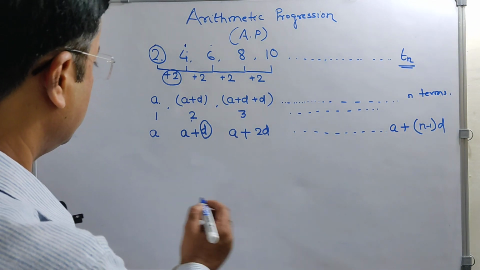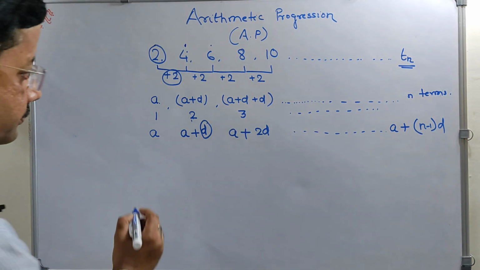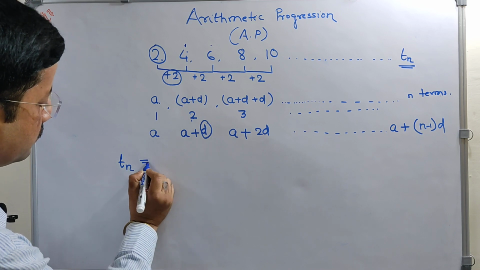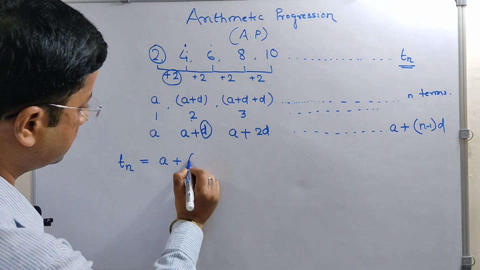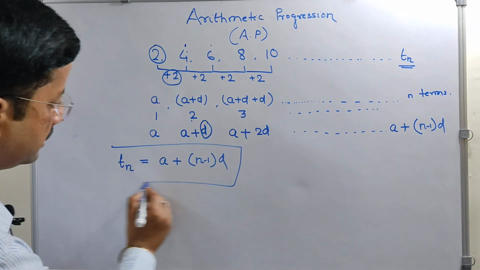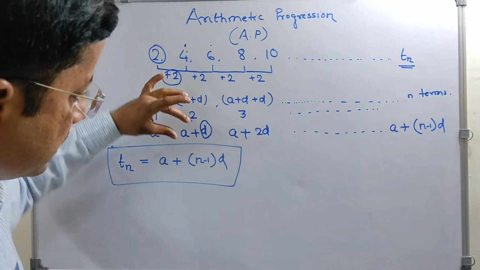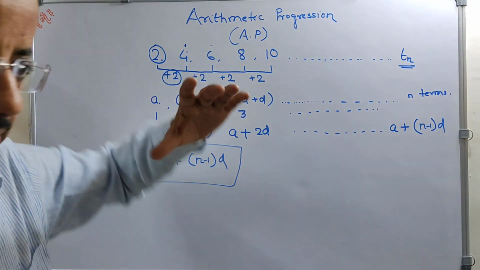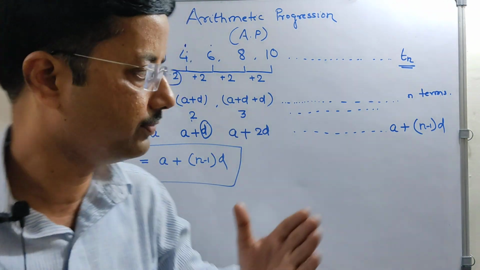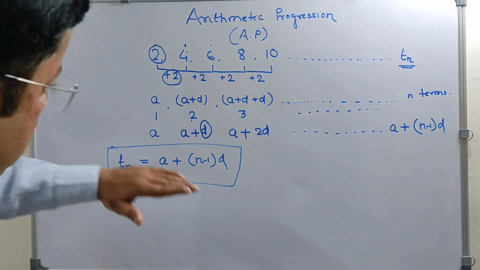So here what we are writing is Tn equals a plus (n minus 1) d. This is a simple formula, just with the logic of adding d. With just this concept of adding d, we have found the formula for the nth term of the arithmetic progression.